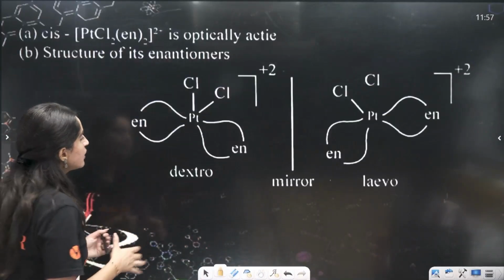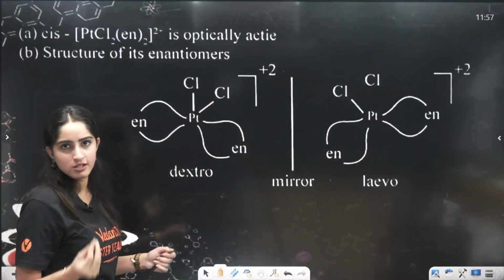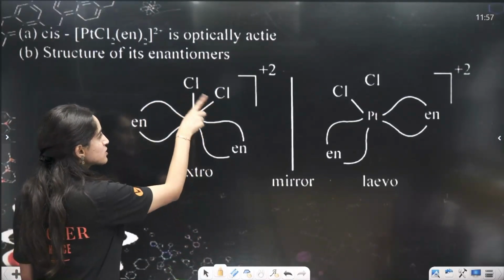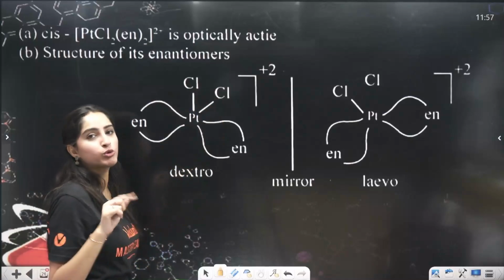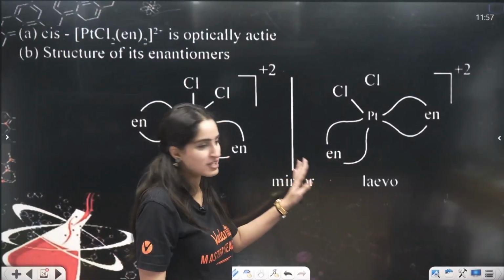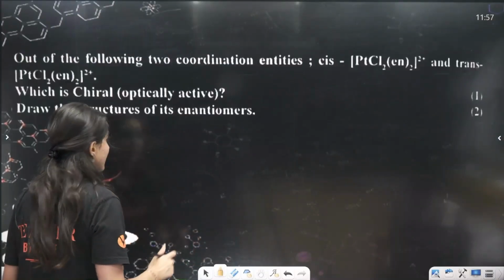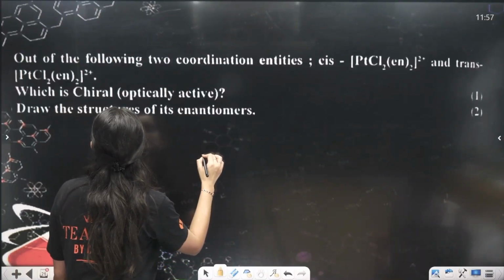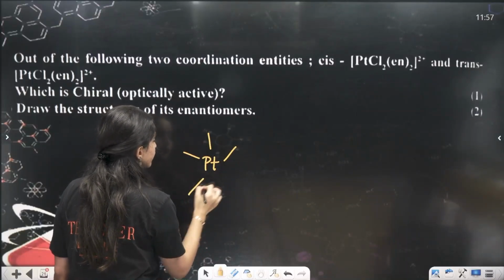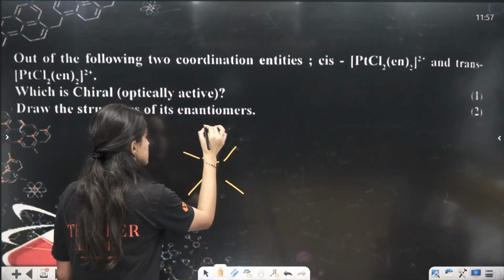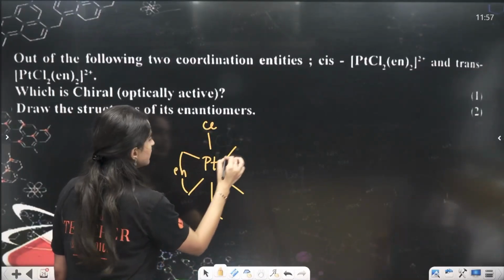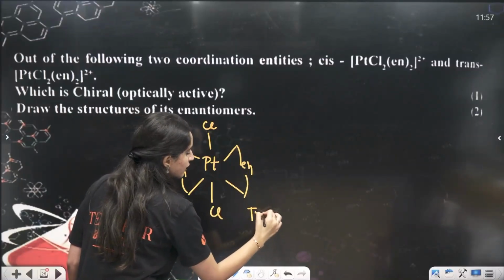Let us see the diagram here. So cis means sisters. Sisters are always sitting next to each other, right? Same groups will be sitting next to each other. Trans is opposition, right? They are sitting opposite to each other. In trans you will have this is your Pt, this is 1, 2, 3, 4, 5, 6, and in trans this is your Cl, this is your Cl, this is your en, this is your en. This will become your trans, right?